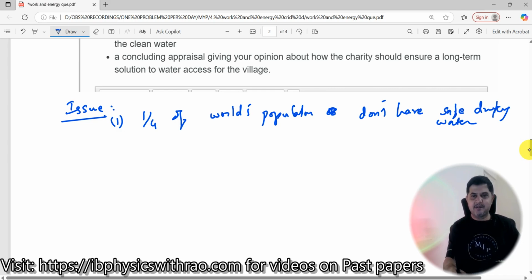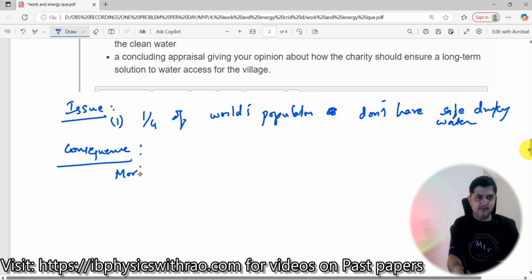So a quarter of the world's population doesn't have safe drinking water. So this is the core problem. Then the direct consequence. What is the consequence of this? The consequence here, what do you see here? Mortality.